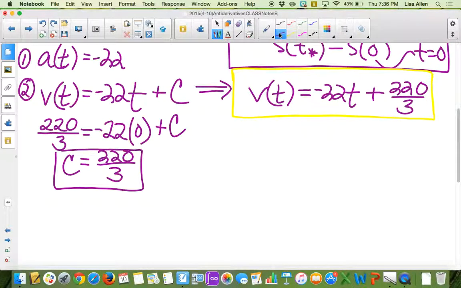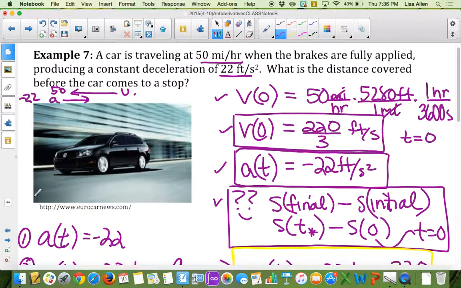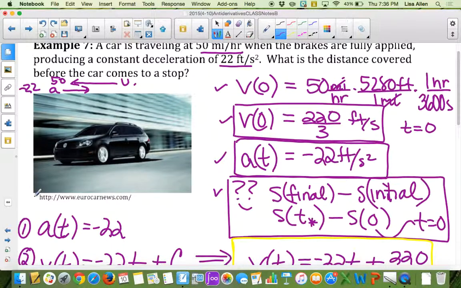Now for the third part, I might want to stop and reread the question. What about when the car stops? Let's get that information, because it says a car is traveling at 50 miles per hour when the brakes are fully applied, producing a constant deceleration. So what is the distance covered before the car comes to a stop?